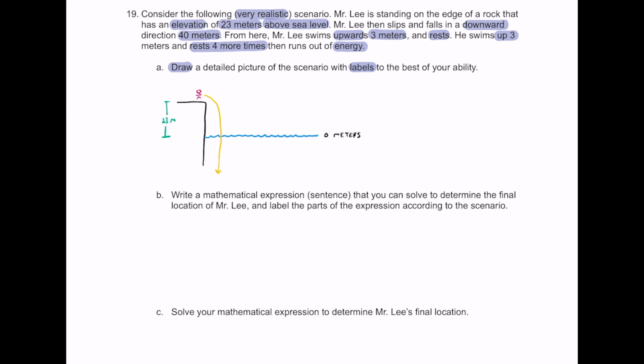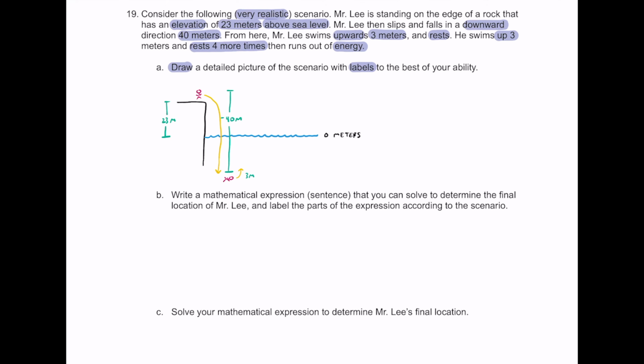So what's that distance? Well, this distance here is going to be a total of 40, right? From where Mr. Lee started to where he ends. This is going to be a 40-meter drop, and that's going to be a negative 40 since we're dropping here. Okay, it looks like from there, Mr. Lee is going to then be at the bottom of this picture, right? Okay, so from here we know that Mr. Lee is going to swim upwards 3 meters, and then we're going to rest. So that's just going to be going up 3 meters here. Just going to go ahead and label that as 3 meters.